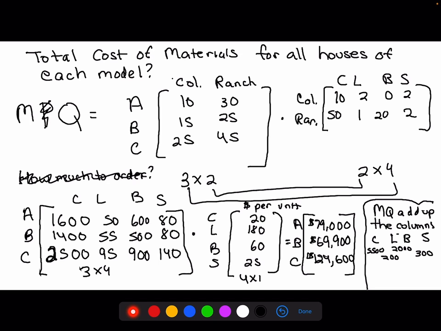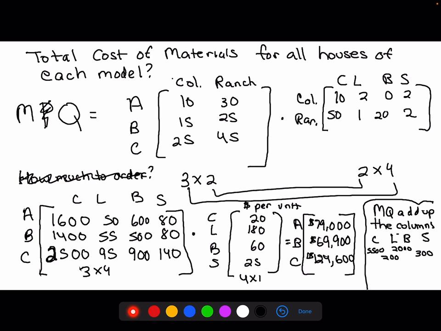So I was just going back to that matrix MQ and just each column. For the column for concrete, add up those numbers for A, B, and C for the 3 models. For lumber, add up for the 3 models. For brick, add up for the 3 models. Shingles, add up for the 3 models. And that'll tell you how many units of each material needs to be ordered.